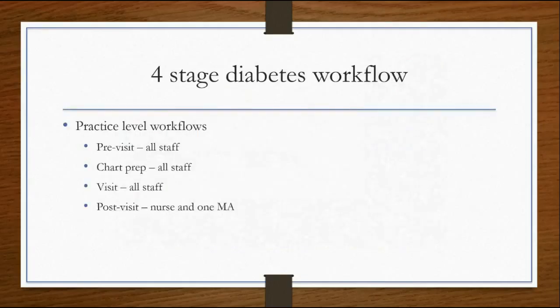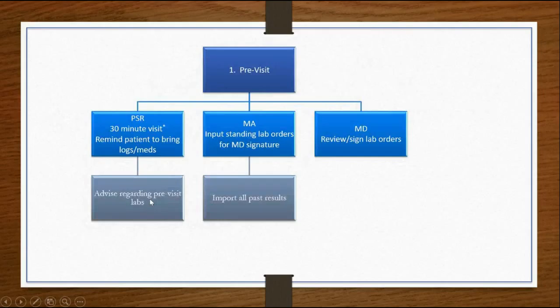So the 4-stage workflow is the pre-visit, the chart prep, the visit, and the post-visit. During the pre-visit, the receptionist or PSR will advise patients of the length of time of their visits and what is needed during that visit. For example, patients with an A1C over 10 may require a 30-minute visit, or patients who are coming in for diabetes and also need an annual wellness visit or physical examination will also have a longer visit. The patient is also advised regarding pre-visit laboratories.